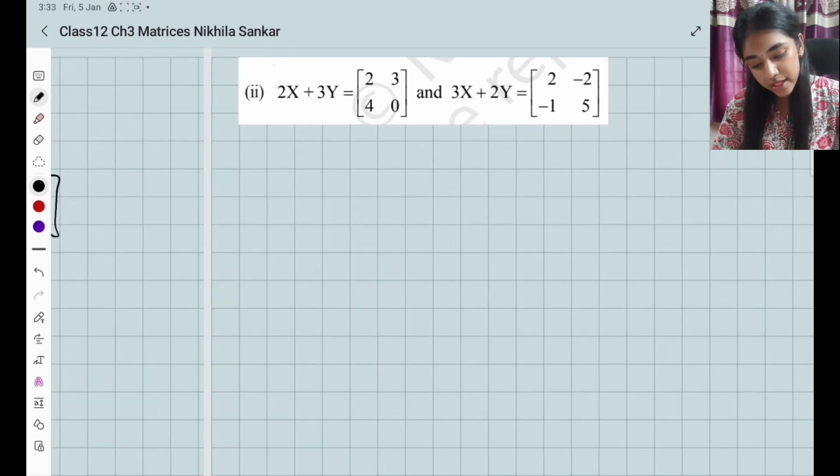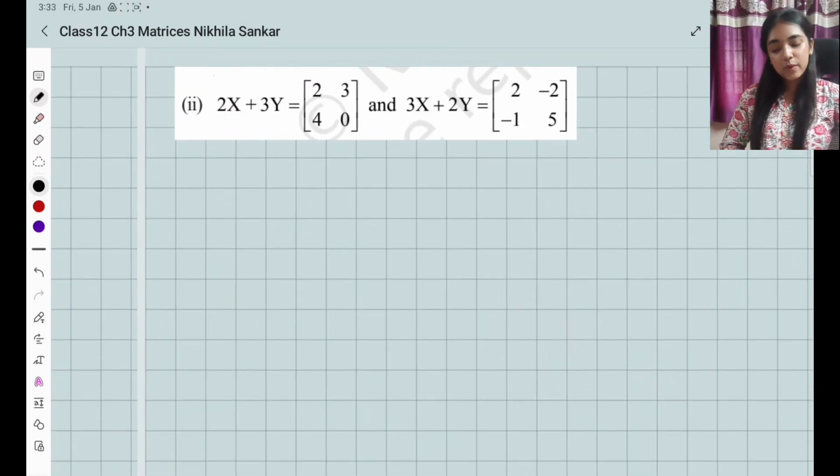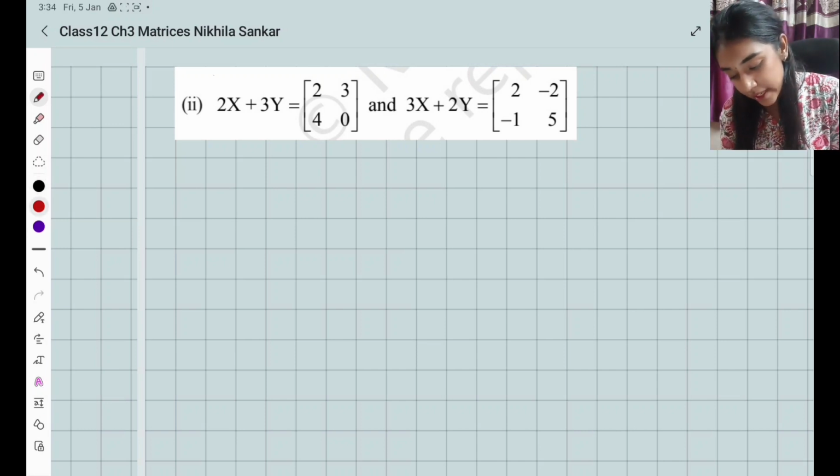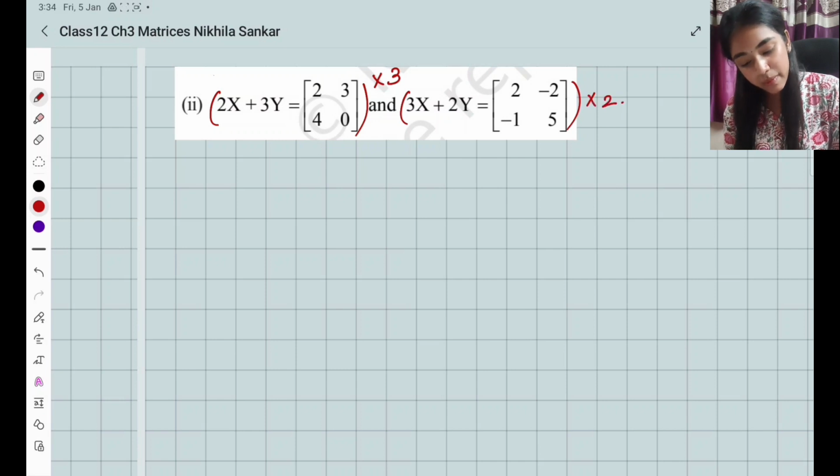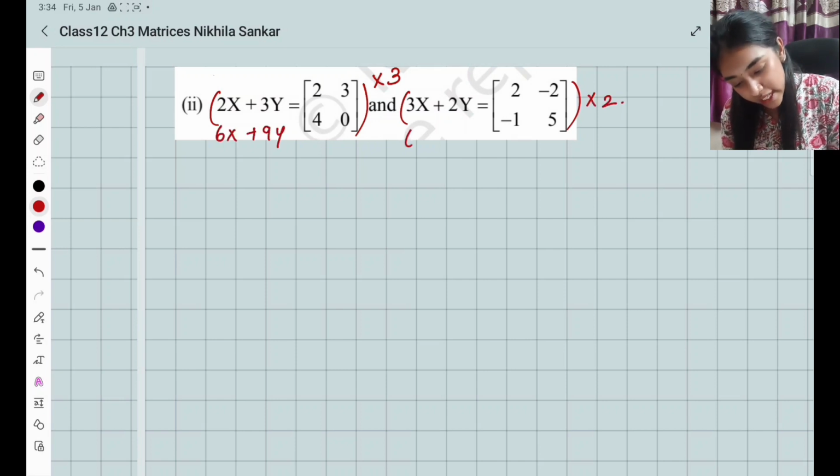Subsection 2. So, here I have 2x plus 3y, 3x plus 2y. If we do it like the previous question, this is easier. Okay. So, using the same method, I am going to multiply this particular equation by 3 and this particular equation by 2. So what happens? Here I will have 6x plus 9y, and here 6x plus 4y. So, I can cancel the 6x and the 6x.